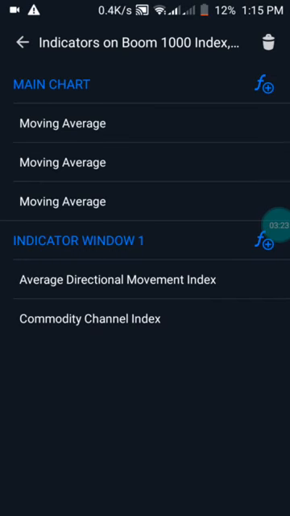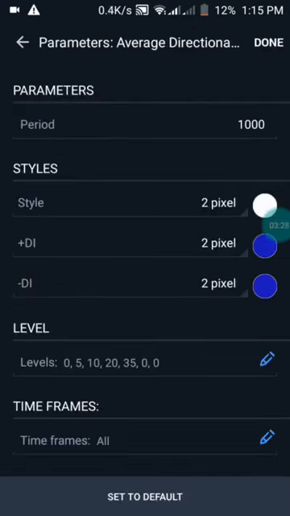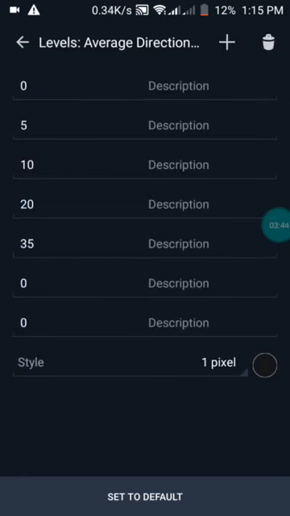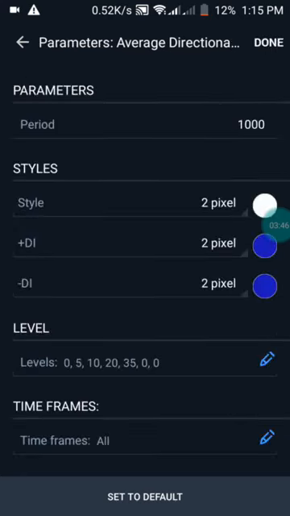And also on our indicator window 1, we have our Average Directional Movement. We have the period of 1000, and we have our style as this. We have the plus DI, we have the negative DI, and we have our style in white color. You see that? We have our levels here in different levels. Then we press on done.